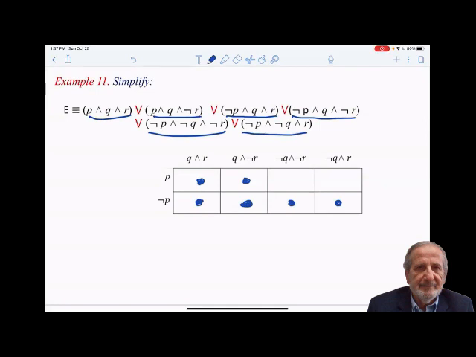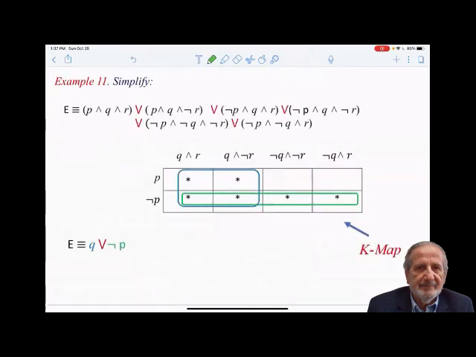Now, group of 2, 4, the largest possible group. So you have to take these four together. Now, you can take these two together, but that's not really the best simplification, because you can take these four. Let's look at what happened now. The green, look at the green. You have not P here, and all of this cancel each other.